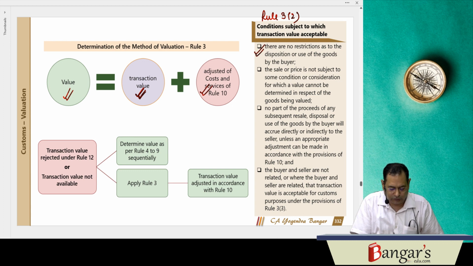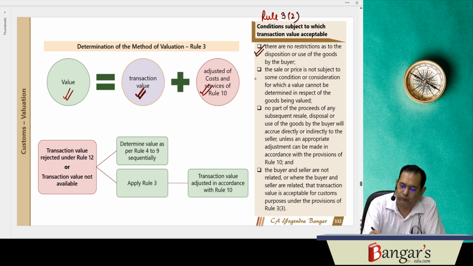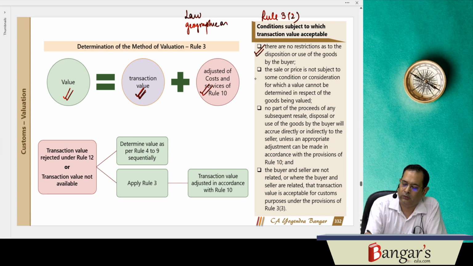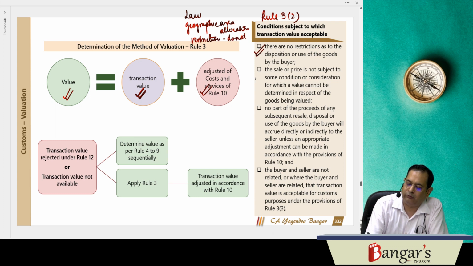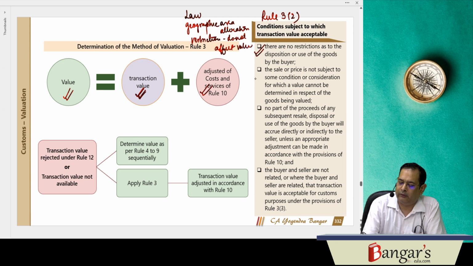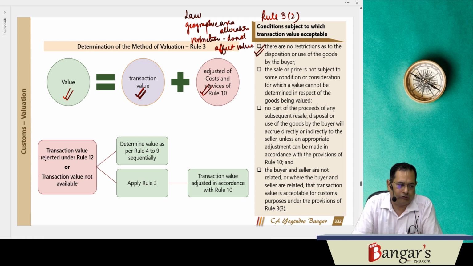Which type of restrictions can be imposed? Basically, restrictions imposed by law, restrictions on the geographical area in which the goods may be resold, or restrictions which do not affect value. If these types of restrictions are there, they will be regarded as valid restrictions. So there must not be any restrictions as to the disposition or use of the goods by the buyer.